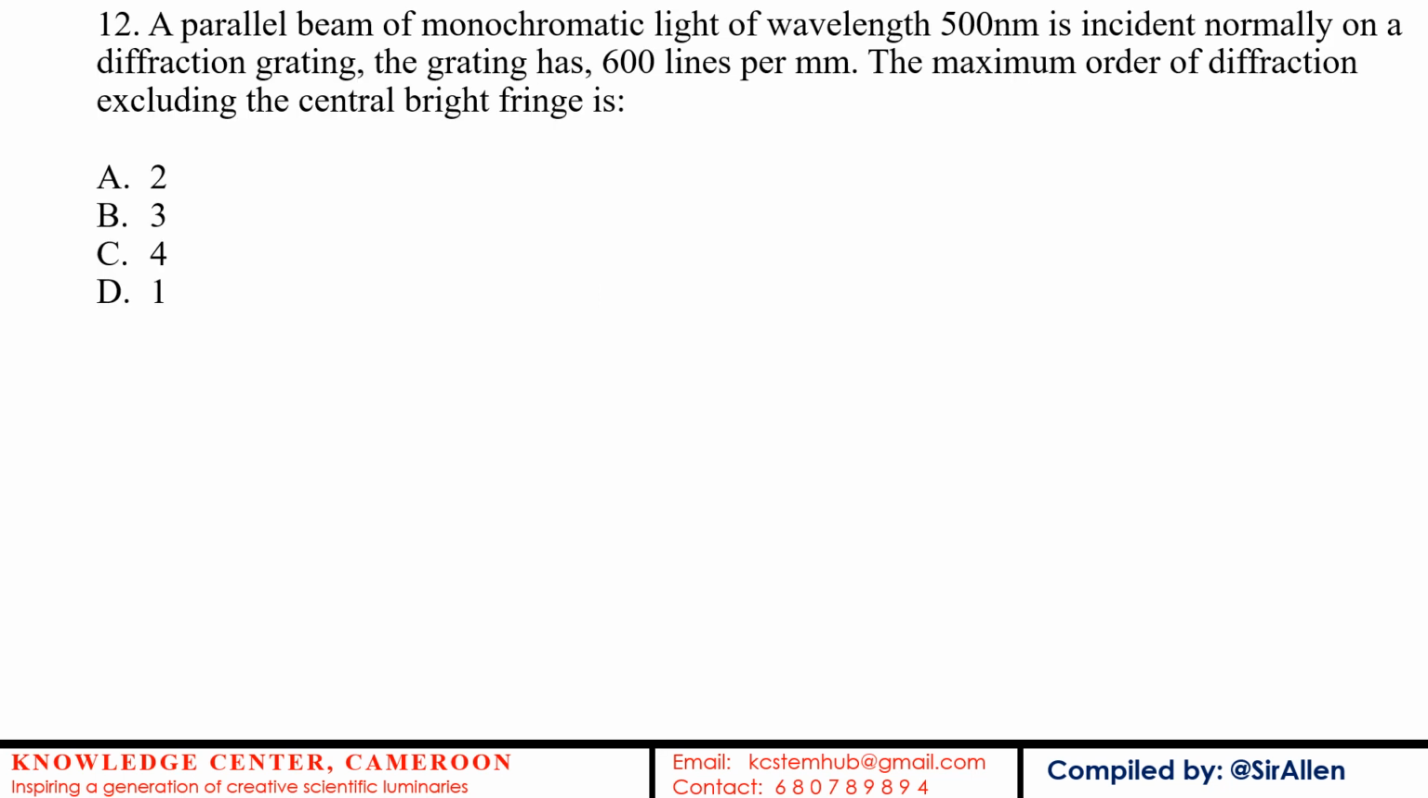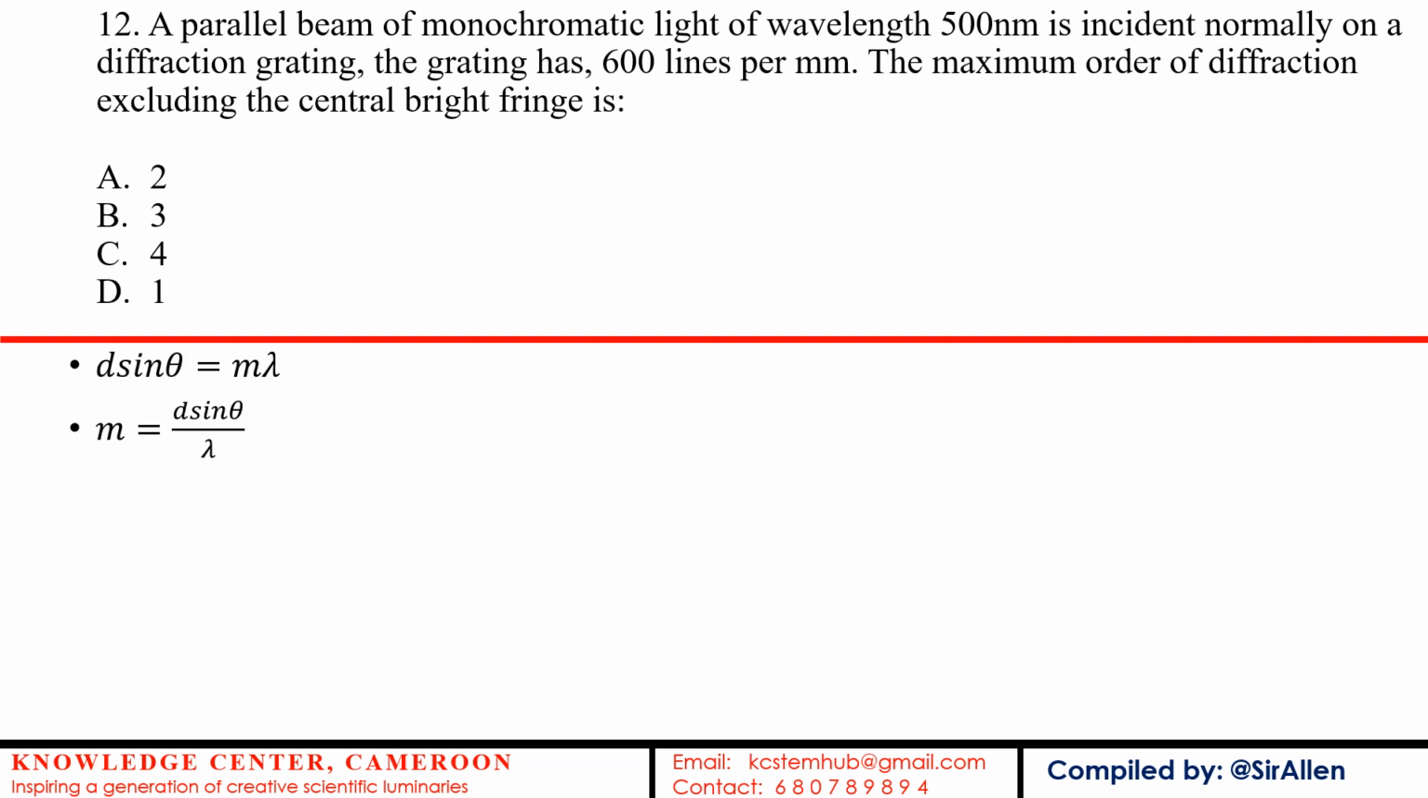A narrow beam of monochromatic light of wavelength 500 nanometer is incident normally on a diffraction grating. The grating has 600 lines per millimeter. The maximum order of diffraction, excluding the central bright fringe, is? So d sin theta equals m lambda. That's the famous diffraction grating equation. So m, the order, is d sin theta over lambda. We want to get the maximum order, so sin theta has to be maximum, so sin theta is 1. So m is d over lambda.